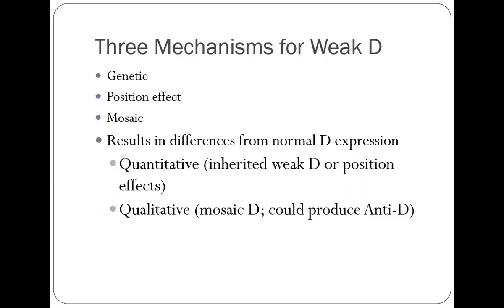You could also have mosaic forms. But essentially, these 3 different mechanisms result in differences from the normal D expression. So you have quantitative differences, which would be your genetic or your inherited genes or your position effects. So you actually have a decrease in the number of D antigens. It's a quantitative difference. Or you can have a qualitative difference, such as the case with the mosaic form. And that's usually because you have the D antigen, but there's something slightly different with the actual appearance of the antigen. And I'm about to get into it a little bit further, so it'll make a little bit more sense.